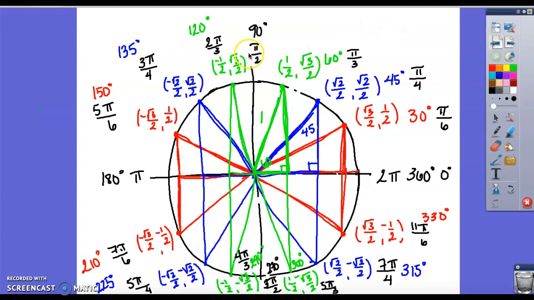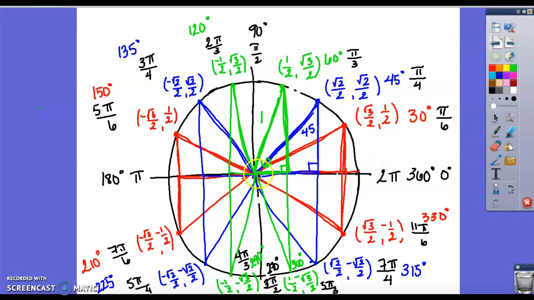So this is going to be the third and final part of the first part of 4.3. I do want to go back. I forgot to put coordinates in for 0, 90, 180, and 270 for the angles that fall on the coordinate plane. So let's put those in really quickly.